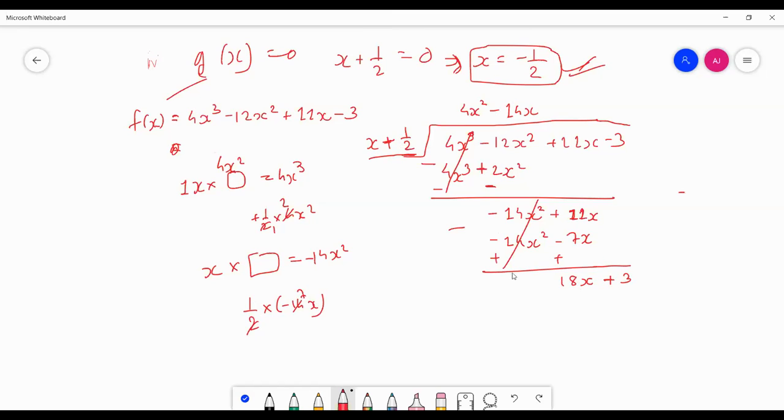Okay, now what should I multiply with x to get 18x? Yes. What should I multiply with x to get 18x? Simple question. 18. Perfect. Plus 18. Okay. So always you should keep the sign in mind. So it will be 18 into x will be 18x, and 1 by 2 into 18 will be 9. So if I subtract, it will become minus minus. So 3 minus 9 will become minus 6. Oh, it is coming minus 6.